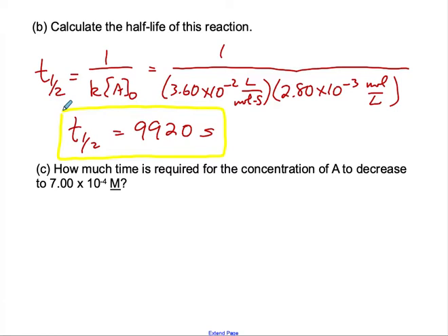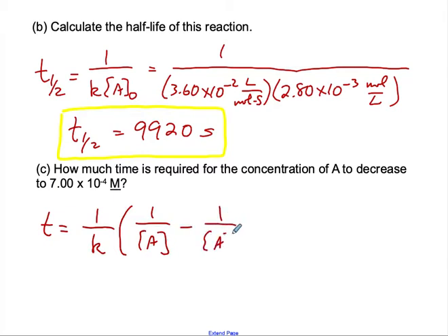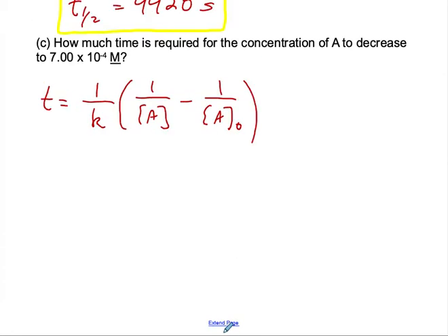Now we ask the question, how much time is required for the concentration to decrease even further to 7.00 times 10 to the negative fourth? Well, we know the initial concentration, we know the concentration at a specified time, we simply need to calculate what that time is. So we will take our integrated rate law and rearrange to isolate time. Doing so gives us time is equal to 1 over the rate constant times 1 over the concentration at time t minus 1 over the initial concentration.